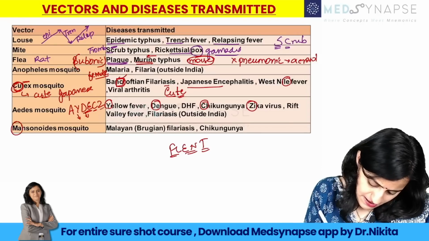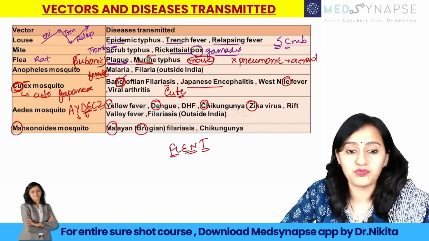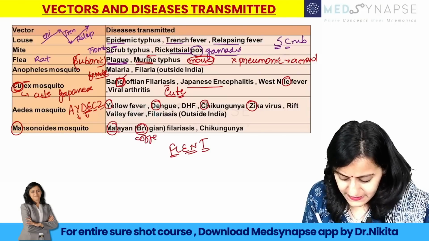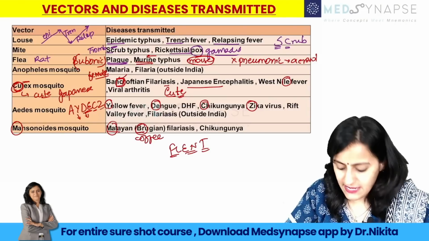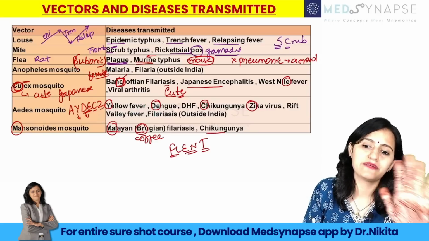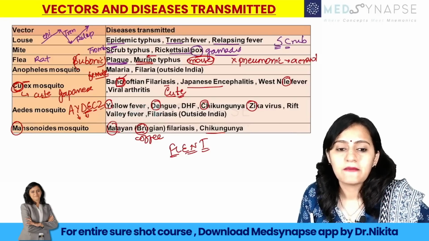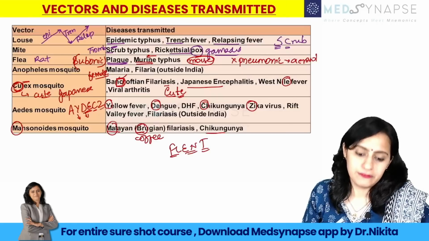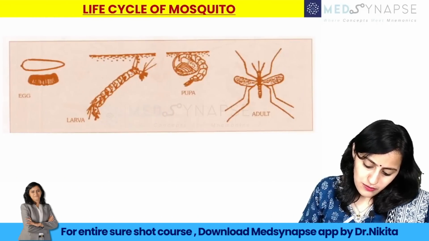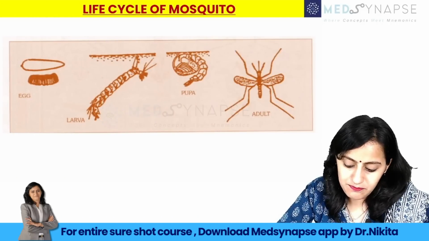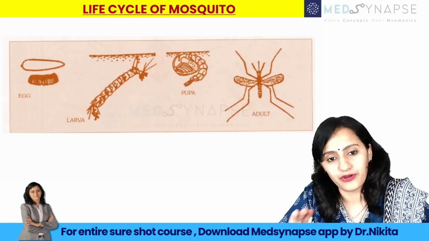Mansonoids, MAMA is Malayan, that is Brugian filariasis. Mala drinks brew coffee. So Malayan, Brugian filariasis, and chikungunya. Remember, Brugian filariasis for Mansonoids. MAMA: Mansonoids, Malayan or Brugian. Okay. Now what we'll do is we'll read about mosquitoes in a bit more detail because that's important for your exam.